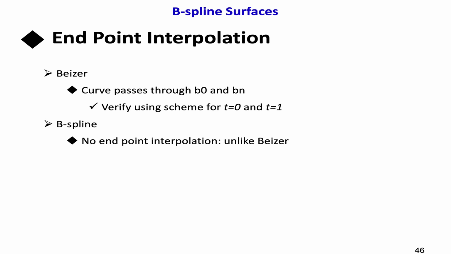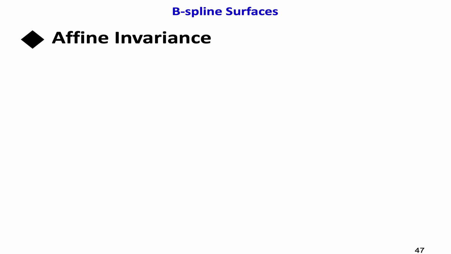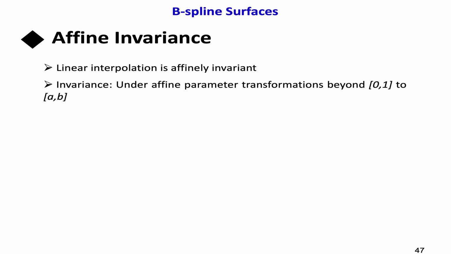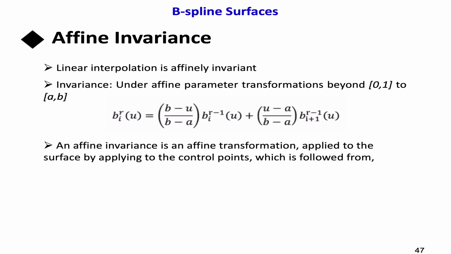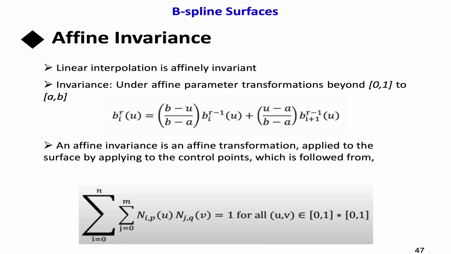But unlike Bezier, B-spline has no endpoint interpolation. Then affine invariance. Linear interpolation is affinely invariant, and under affine parameter transforms from the range 0 to 1 to the range a to b, we can get this equation. And affine invariance means an affine transformation is applied to the surface by applying it to the control points. We can see this in the following equation.